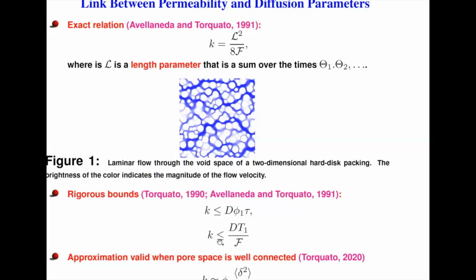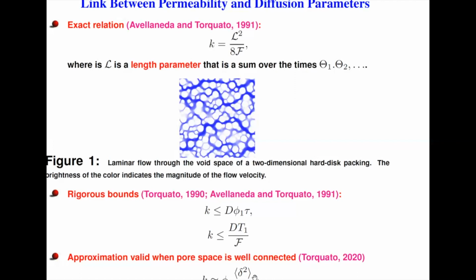A better bound involves taking the principal relaxation time and dividing it by the formation factor. That does better than this one. Now I'm going to skip a lot of material. For those of you who want to know more about it, you can go to this article in Advances in Water Resources.